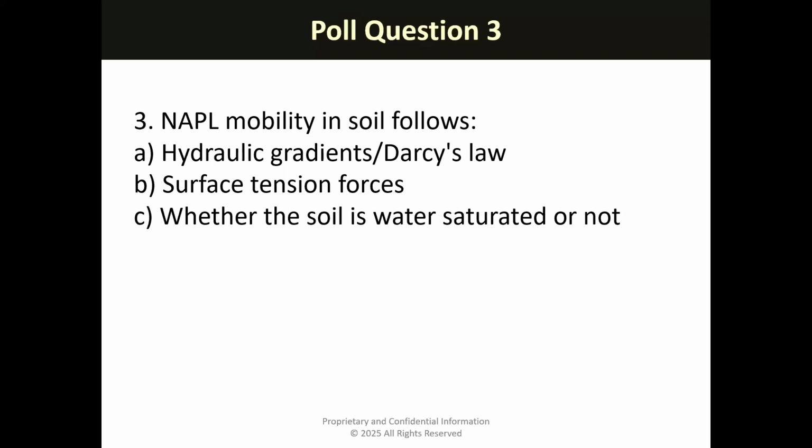The bigger driver is, I would say, answer C, the saturation of soil, and I'm glad to see that because I believe that is consistent with what we see. Once you're in saturated media, then surface tension forces will basically drive that saturation curve that I showed you. So I'm going to end the poll here. Thank you for submitting your responses.